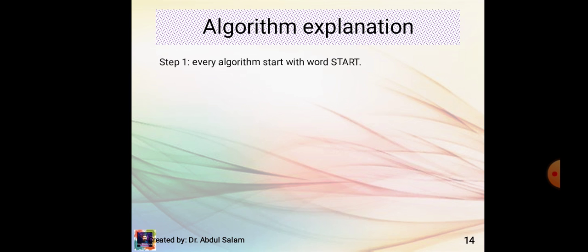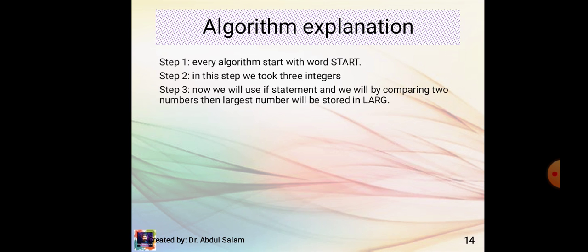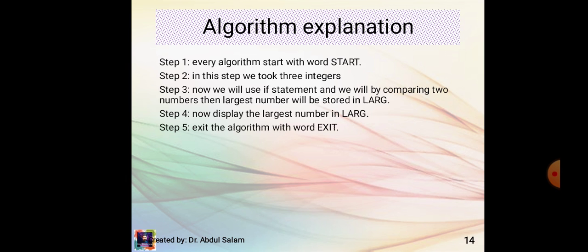Step 1. Every algorithm starts with the word start. Step 2. In this step we take three integers. Step 3. Now we will use if statement and by comparing two numbers, the largest number will be stored in large. Step 4 is to display the largest number in large. Step 5 is to exit the algorithm with the word exit.